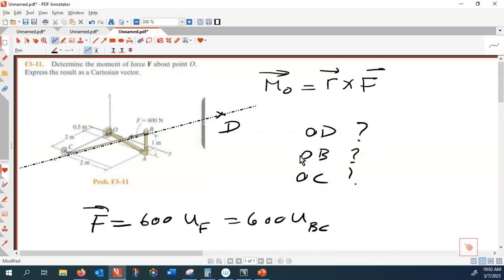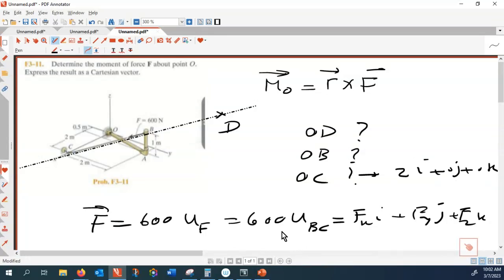All right, so I think in that sense, this problem is very simple, because that is only to find BC as a vector, divided by the length of BC to give you the unit vector. That unit vector multiplied by 600 gives you the force as an ijk, and that reduces to something like Fx i plus Fy j plus Fz k. And with r, I'm taking OC. So OC is what? That is 2i plus 0j plus 0k, right?